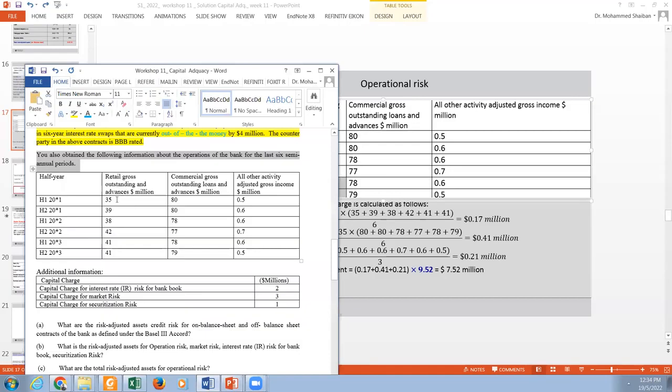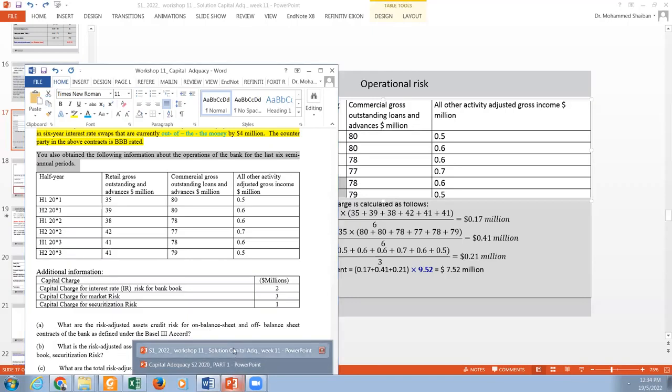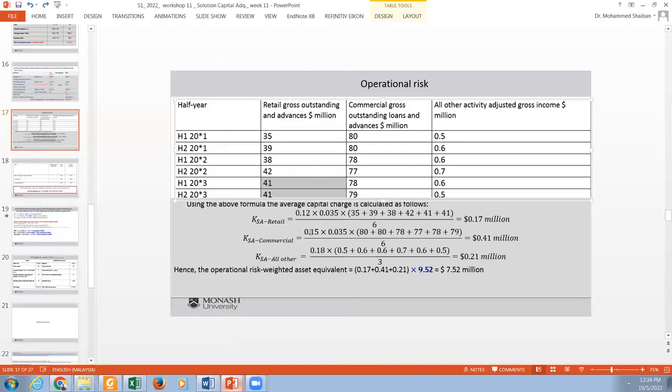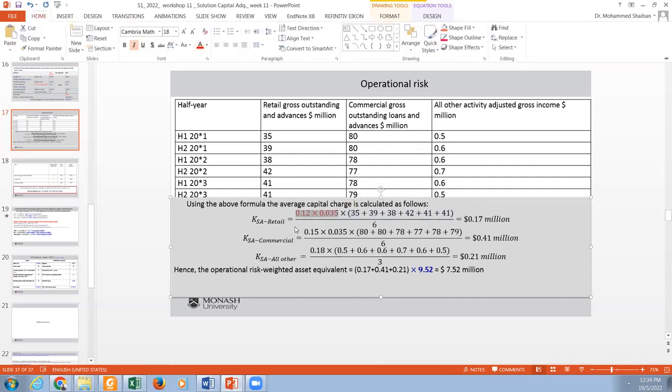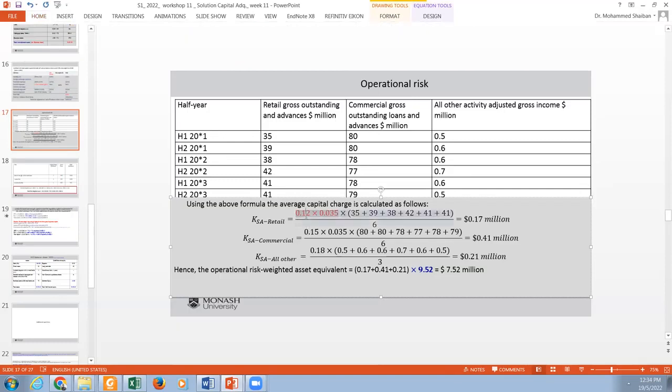In the exam, it will show like this. All you have to do is apply the formula. So I will take this table completely. You can take it in the exam or you cannot take it, that's fine, as long as you calculate it. So as you can see, the thing that you will add is this one, and it's standard from the formula. So for retail banking, 12% times 0.35. For commercial banking, it's 15%, and other business is 18%, as you can see.